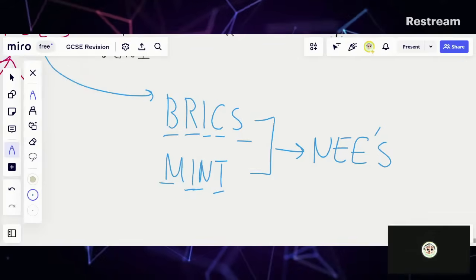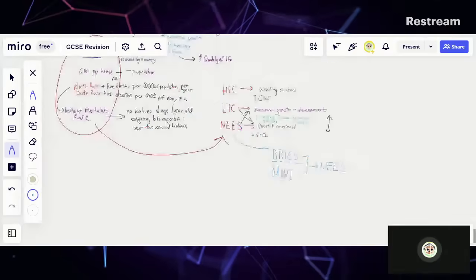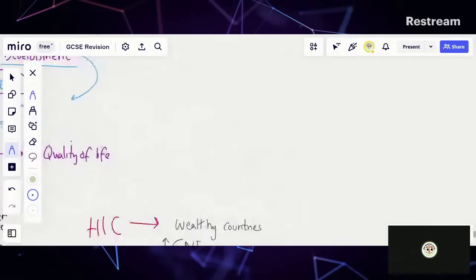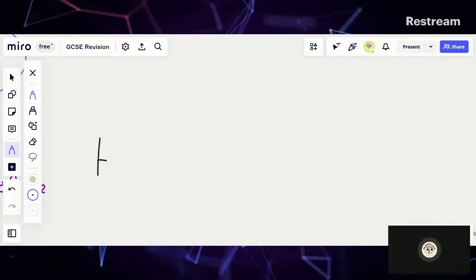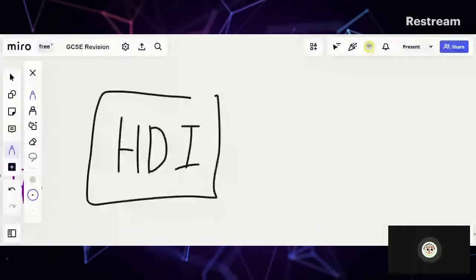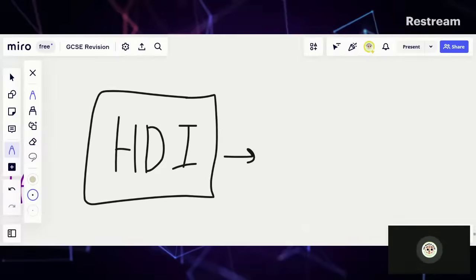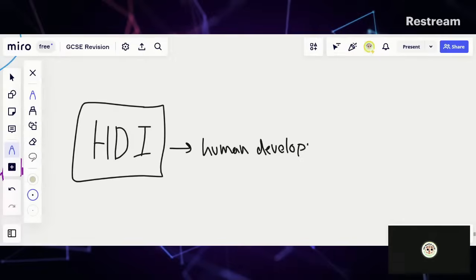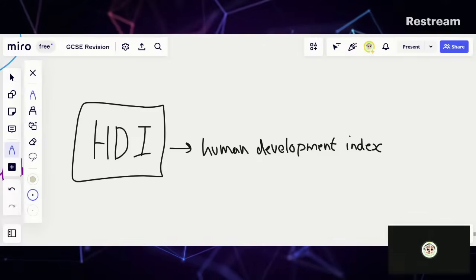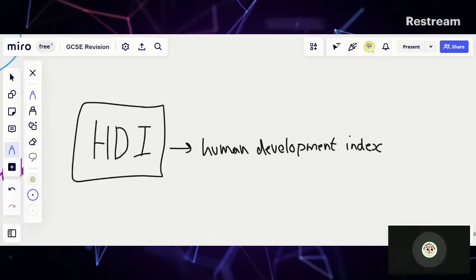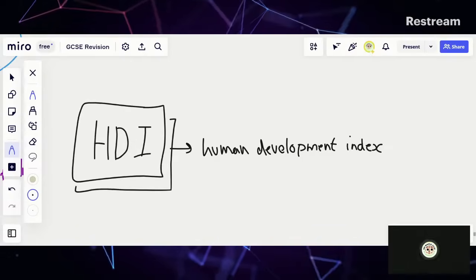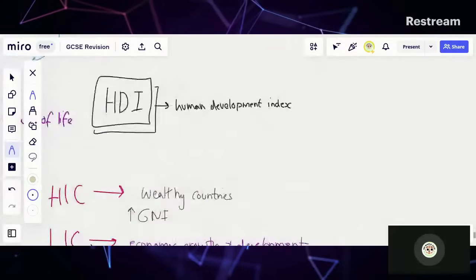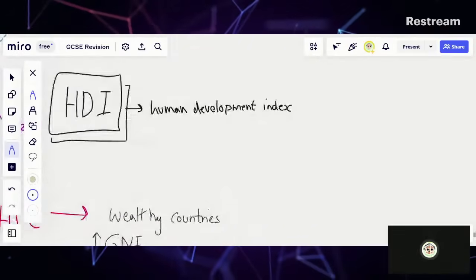Now, a key measure of development that you definitely need to be aware of is called HDI, because it combines the things together. So hopefully you will know that HDI stands for the Human Development Index. Now, this measure avoids some of the problems of using only the GNI to define a country or only the birth rate to define how a country is developing, because it's a mixture of loads of different values.